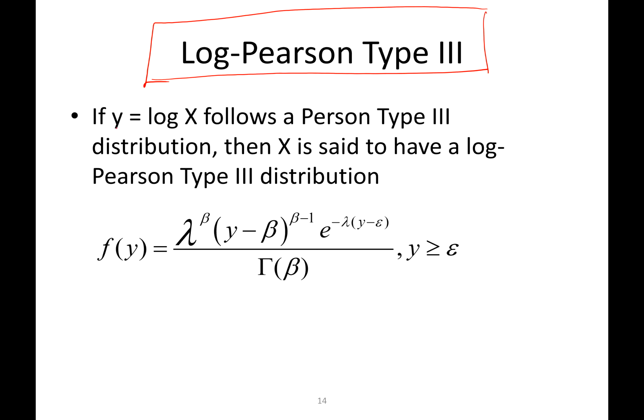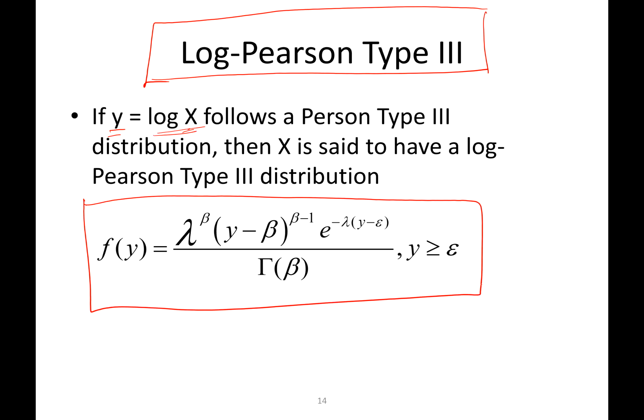What that means is that if y is equal to log x, and if y follows Pearson Type III, then x follows the Log Pearson Type III distribution, and that's again the same expression that we saw in the previous slide, but instead of x, now we have y here, but y is log of x. So in all these slides I'm using x, but just read that x as q. That's what we are interested in. We are just using x as our random variable, but the variable that we are interested in is q, which is the discharge.